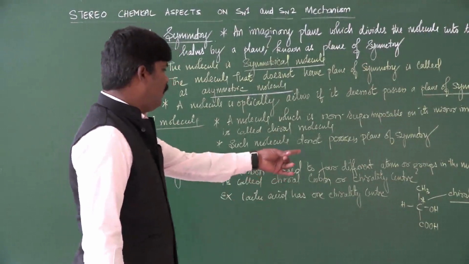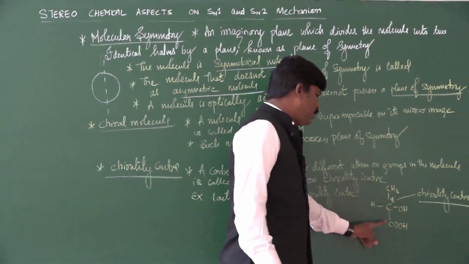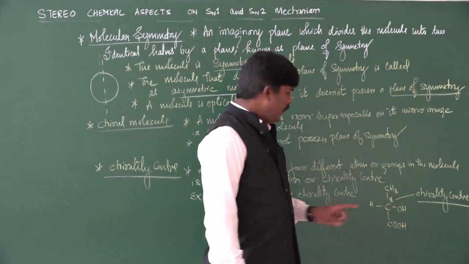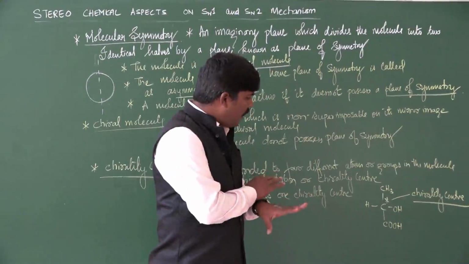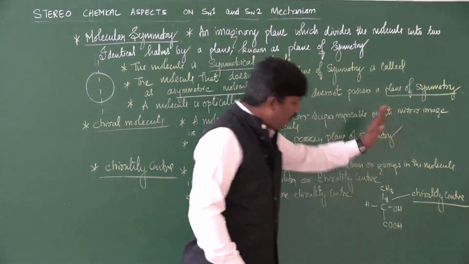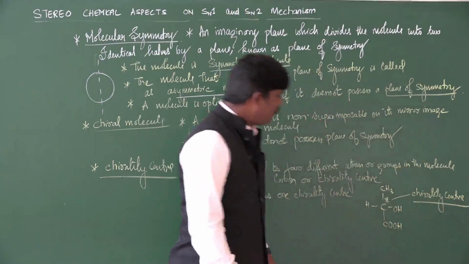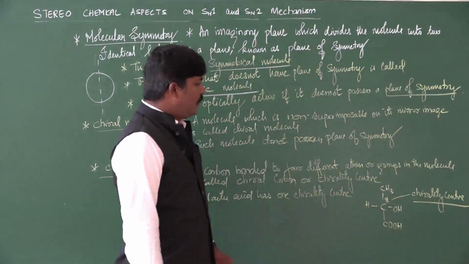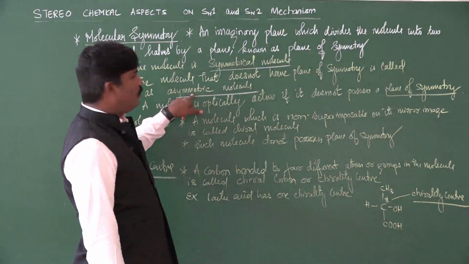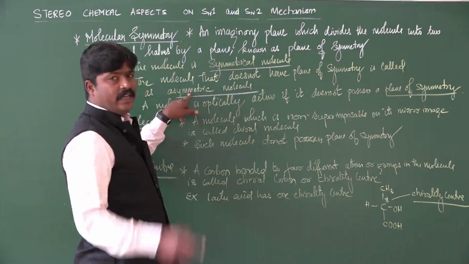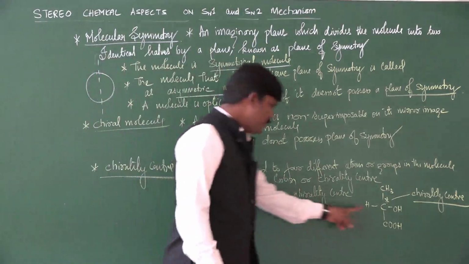Let me take an example of lactic acid. Lactic acid is COOH, CH3, H, COH. All four different groups are there, and this molecule is chiral. Point number one, you cannot have a plane of symmetry. You draw anywhere, you will not get two identical halves. So if you don't get two identical halves, then this molecule is asymmetric. An asymmetric molecule does not have a plane of symmetry. First condition satisfied. Point number two, check whether the molecule is chiral. Yes, the molecule is chiral.